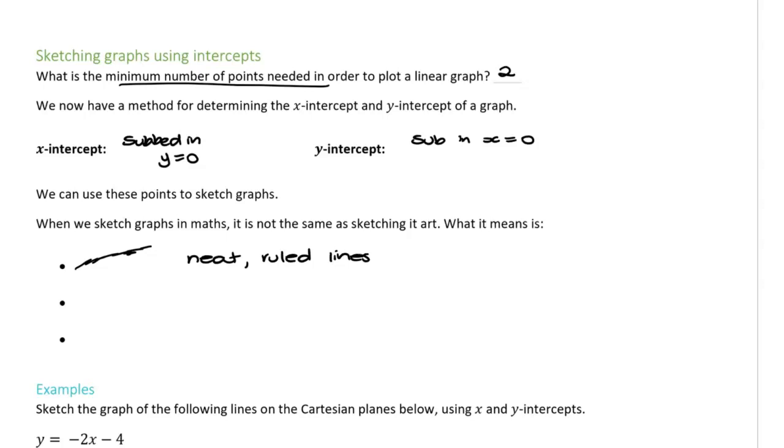We're not going to be using lovely sketching as you might refer to in art. It means something a little bit different in maths. Art sketching is lovely, just different meaning in maths. Now we talked about the fact that we had neat ruled lines. What else do we need to do?